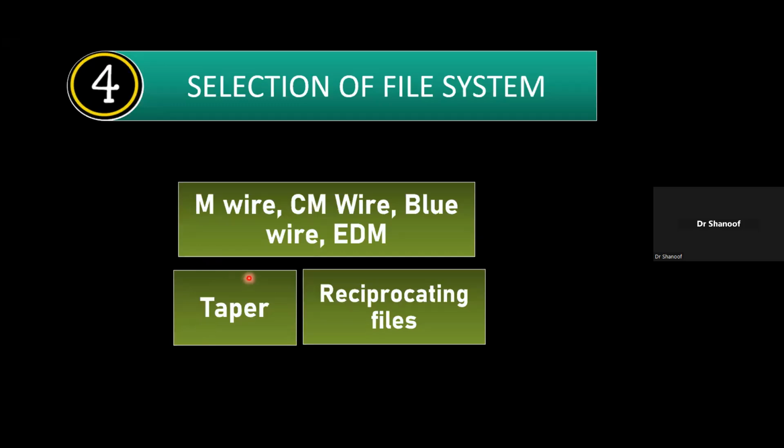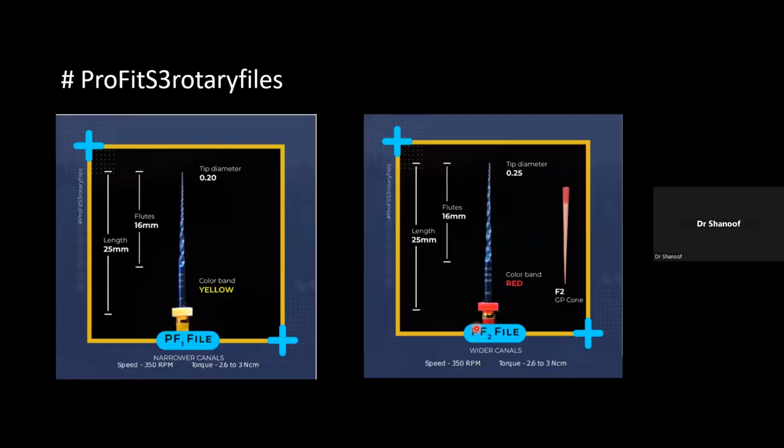One more interesting fact is that reciprocating files are known to fracture less as compared to conventional rotary files because they are not rotating at 360 degrees. In curved canals, I personally prefer the ProFile S3 rotary file system, as it is heat treated and titanium coated, which makes it more flexible. For narrow canals, we can use the PF1 file, and for wider canals, we can use the PF2 file.